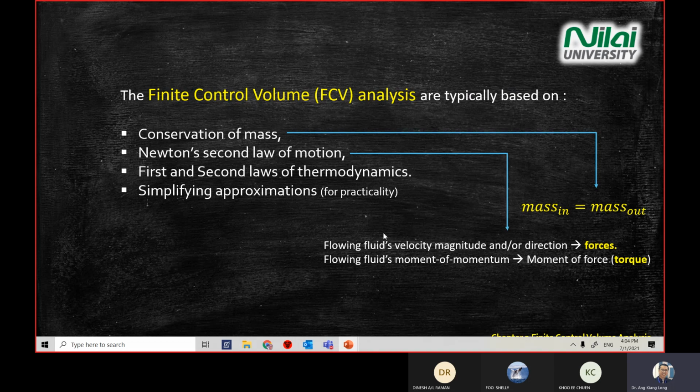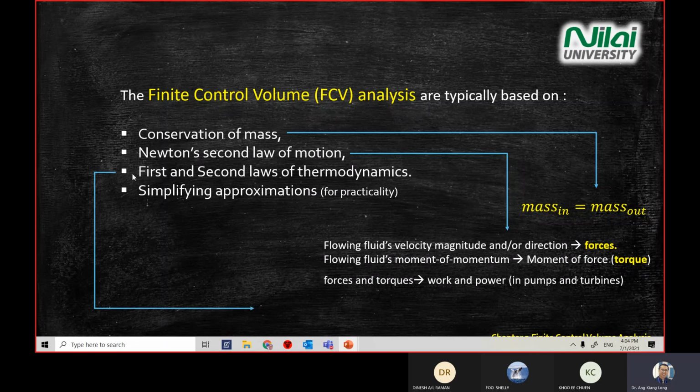Okay, so you will be hearing forces, moment of momentum, or MOM, for a few more slides later on. Then the rest will follow after we clear Newton's second law of motion.